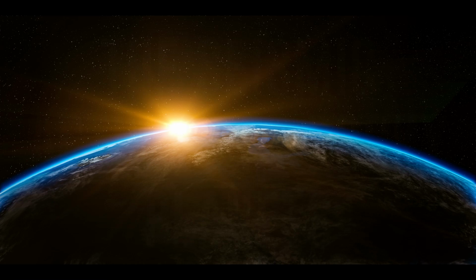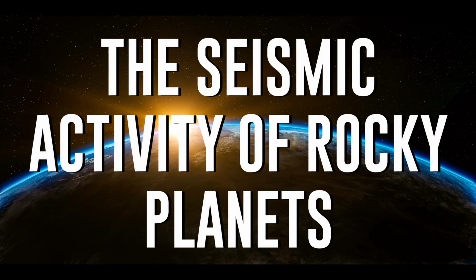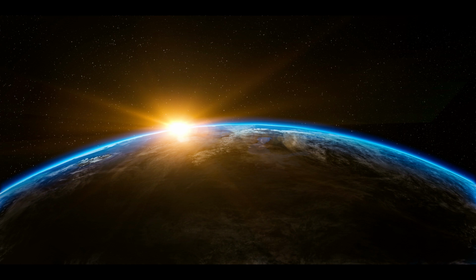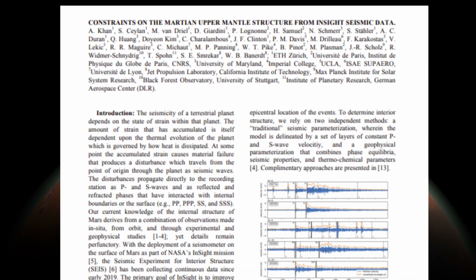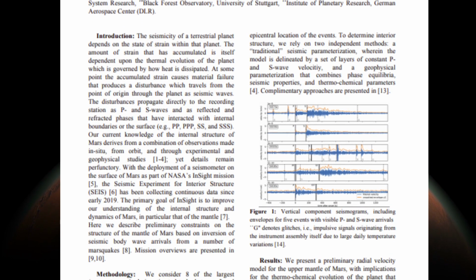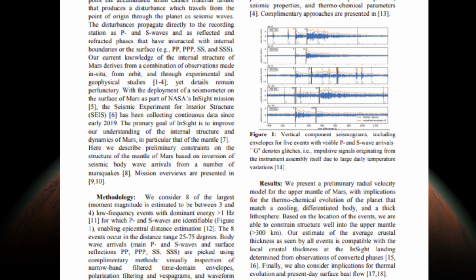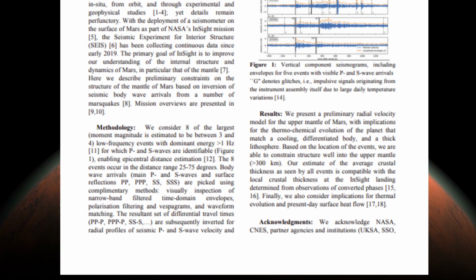But what is the likelihood that this will happen on Mars? Well, I guess we'll have to figure out exactly how geologically active a terrestrial planet like Mars can be, and what factors influence this. According to a paper presented at the 52nd Lunar and Planetary Science Conference of 2021 called Constraints on the Martian Upper Mantle Structure from InSight Seismic Data, the seismicity of a terrestrial planet depends on the state of strain inside of it. This is influenced by the amount of strain that the planet has developed throughout its history, or as the paper puts it, throughout the thermal evolution of the planet.